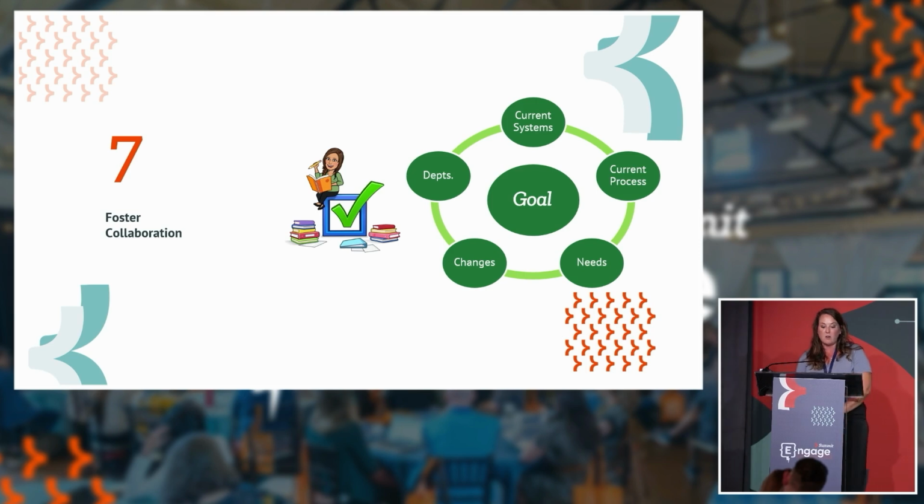Number 7, foster collaboration. Go around, talk to different departments, break down those silos, figure out what people do, how their current process is. If they were to move it into Element, what would that look like? If they can't move it into Element, why not? Think about offering suggestions of change, automation. A lot of people don't like change, so we have to encourage that change and help them figure out why they would benefit from using this system.